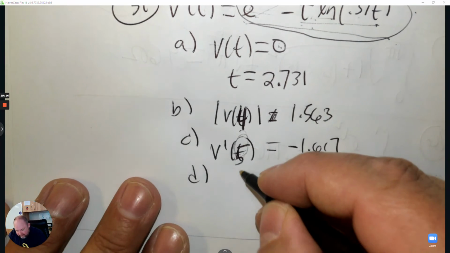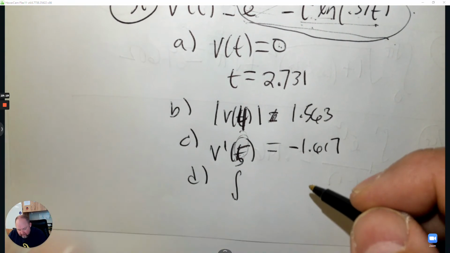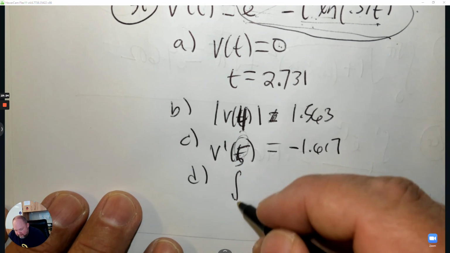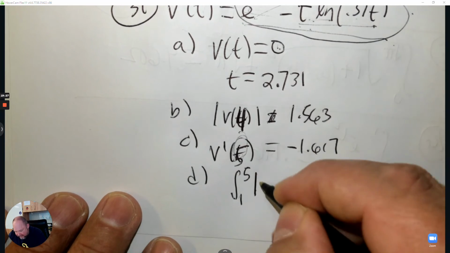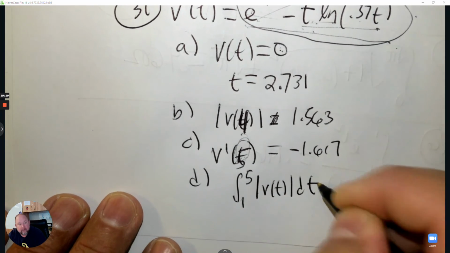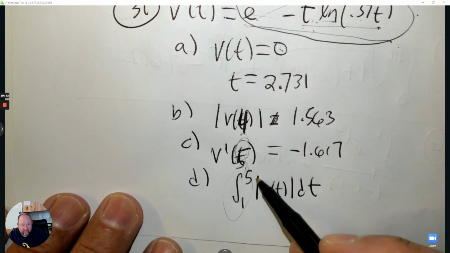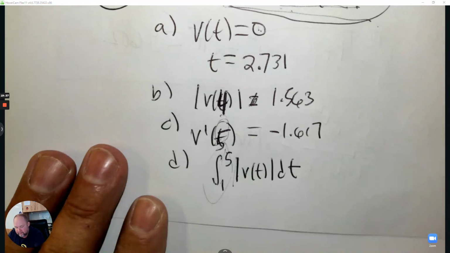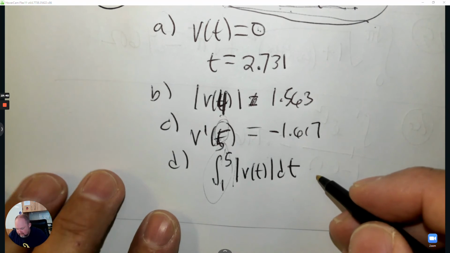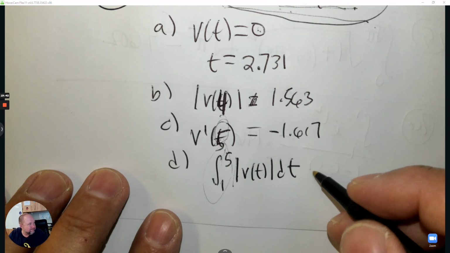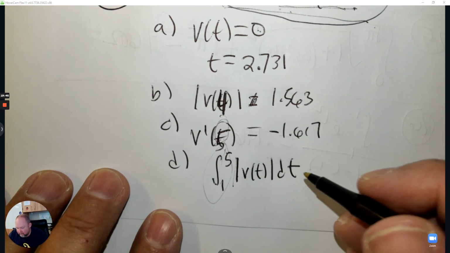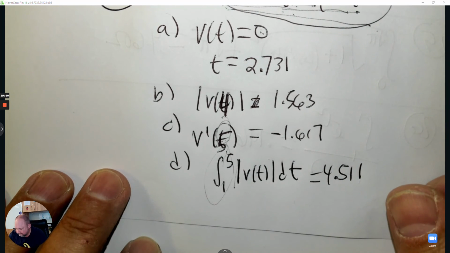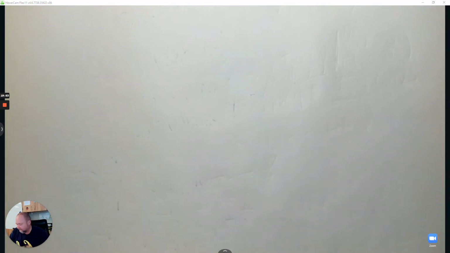D. The total distance traveled by the particle. Now, total distance is an integration question for velocity. So we're going to integrate from 1 to 5, and total distance is the absolute value of that. So you're going to type this in, you're going to find the absolute value bars, and then type this inside the absolute value bars, and then enter, control enter. And the answer is 4.510, or 4.51 if you round it.